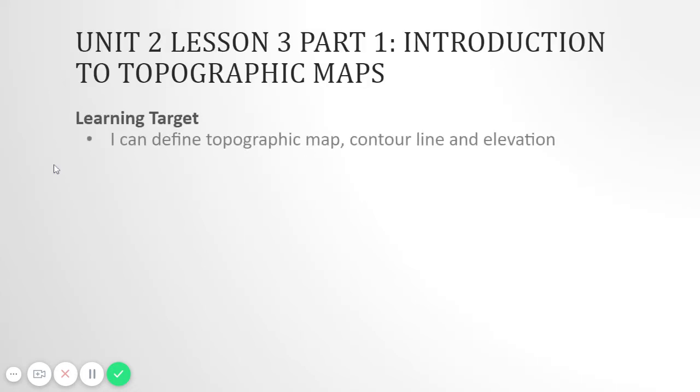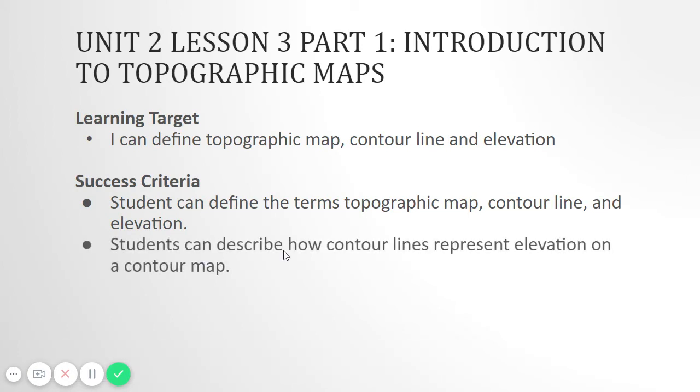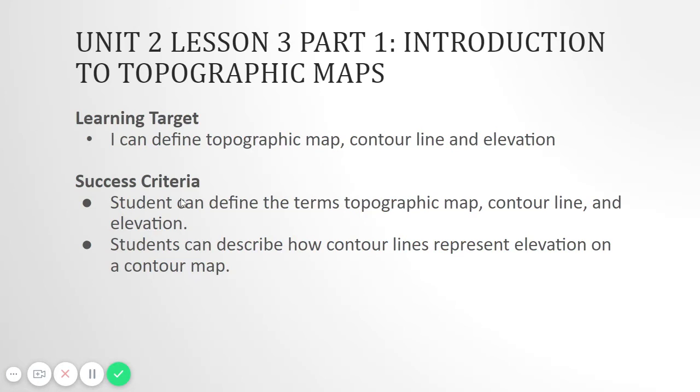So our learning target is I can define topographic map, contour line, and elevation. Success criteria is the same, and in addition to the definitions, I just want you to be able to describe how the contour lines represent elevation on a contour map. Contour map is also a topographic map. We can use those words interchangeably.